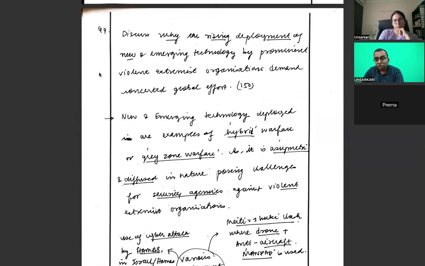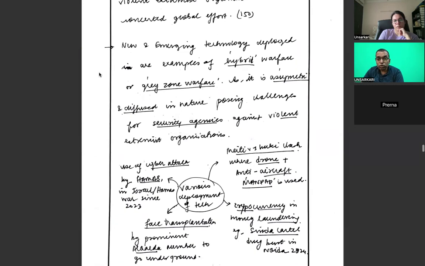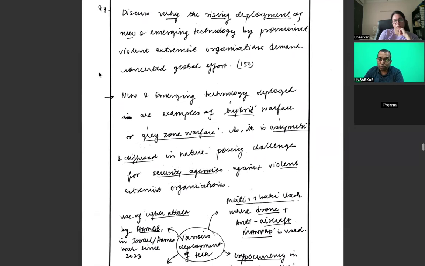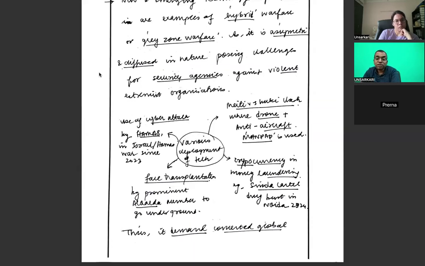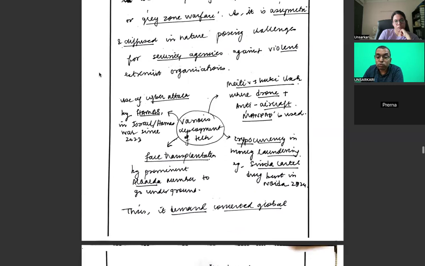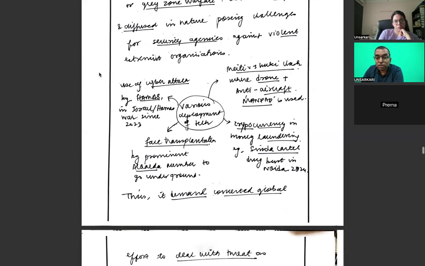New and emerging technology by prominent VEO. So new and emerging technology, hybrid warfare is a good point. Gray zone warfare is also a good point. Asymmetric warfare is also a good point. These are good vocabularies and challenges to security agencies. Methi cookie war, cryptocurrency money laundering, like in the case of the Sinaloa cartel drug bust in Noida, face transplantation by prominent member to go underground, and then cyber attack by Hamas. So they are key areas, key points.